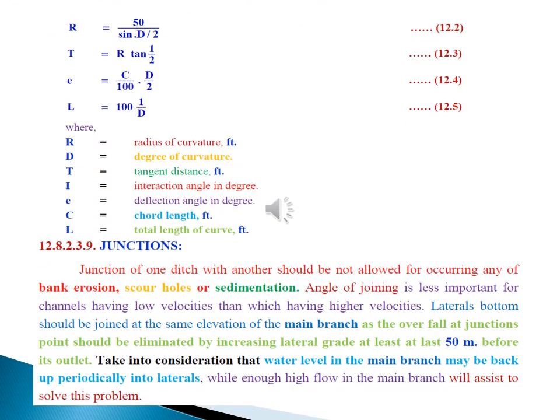Equations of calculation, the dimensions of right curvature if needed. Moreover, the junction of one ditch with another should not be allowed to cause any bank erosion, scour holes, or sedimentation. The angle of joining is less important for channels having low velocity than for those having higher velocity.